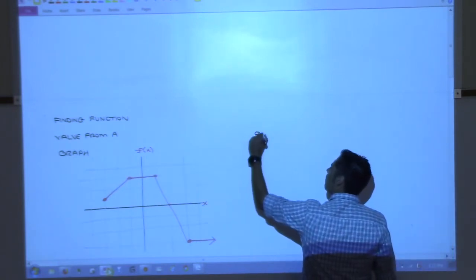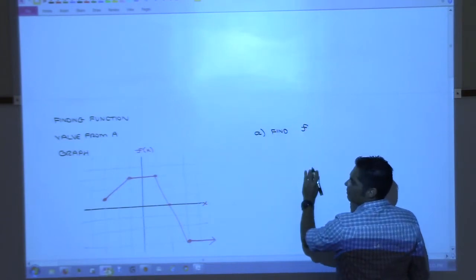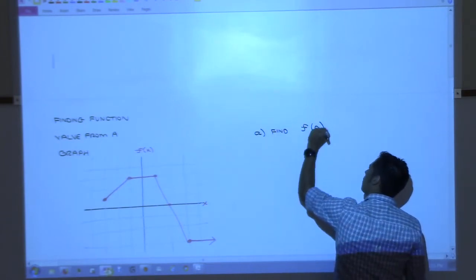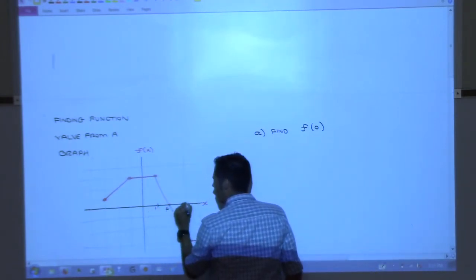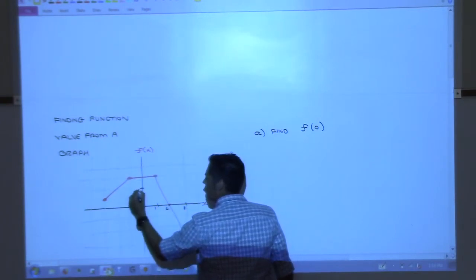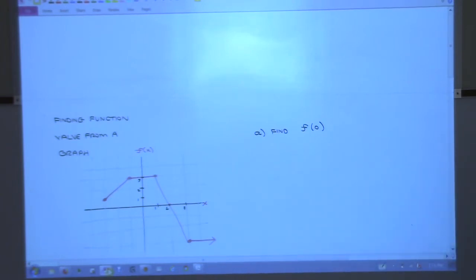First question, find f of 0. So all of these are increments of 1. So that's 1, that's 2, that's 3, and then this is 1, then 2, then 3, and so forth. So what is that asking you to do? What does that mean? Find f of 0. Find where it crosses the x-axis at 0. I mean, the y-axis at 0. At what 0?